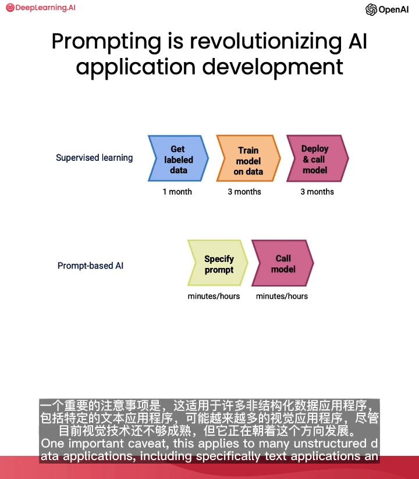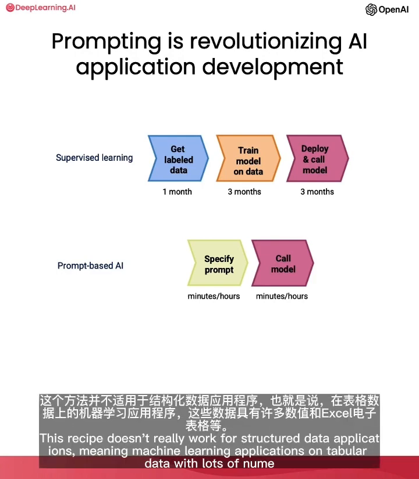One important caveat, this applies to many unstructured data applications, including specifically text applications and maybe increasingly vision applications, although the vision technology is much less mature right now, but it's kind of getting there. This recipe doesn't really work for structured data applications, meaning machine learning applications on tabular data with lots of numerical values in an Excel spreadsheet, say.